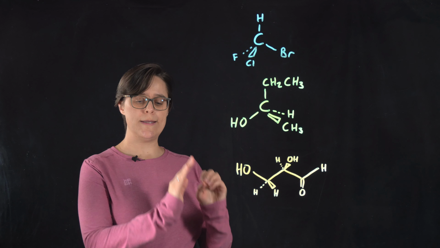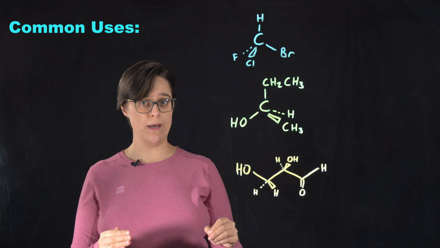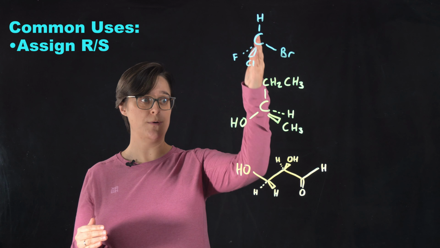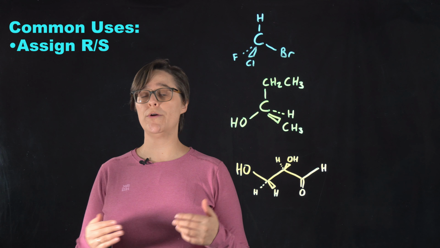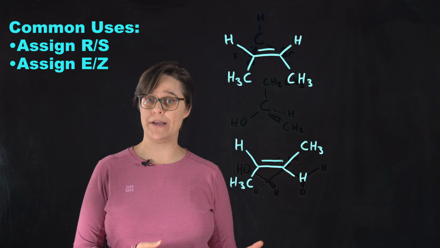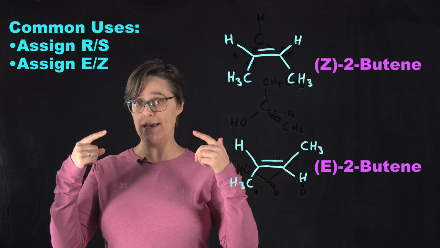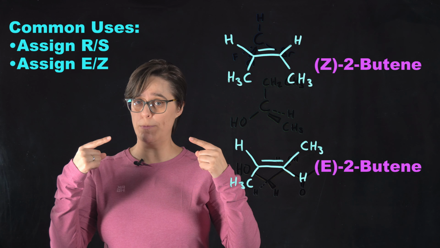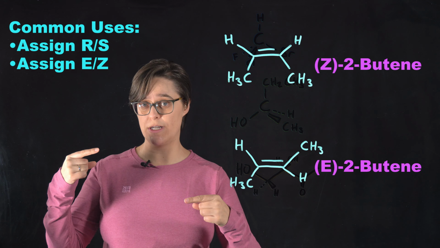So these rules are used to prioritize groups. The most common reasons would be to go on to assign R or S configuration to a chiral center, or to assign E and Z configuration around a double bond, with Z configuration meaning highest priority groups are on the same side of a double bond, E configuration meaning highest priority groups are on opposite sides of a double bond.